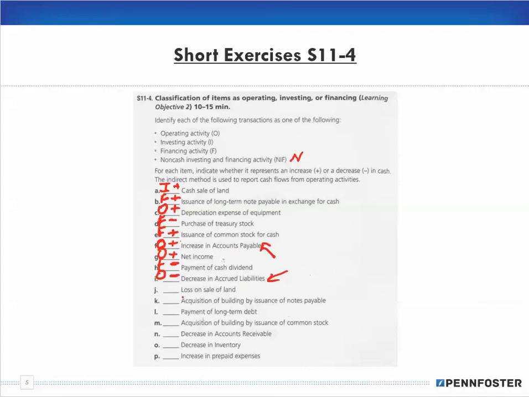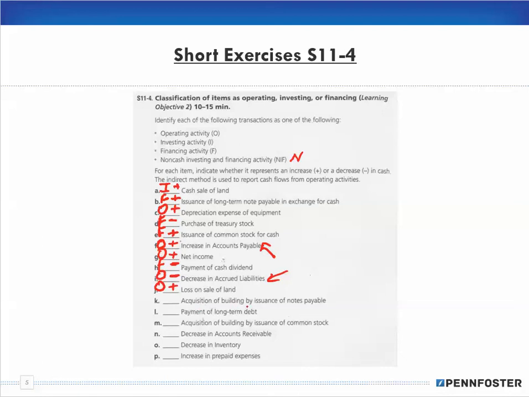All right, so J is the loss on the sale of land, right? That's our operating activity, and that's a plus. Why? A loss on the sale of land, and we're getting rid of an asset, but the loss or a gain is recorded and shows up on our income statement.